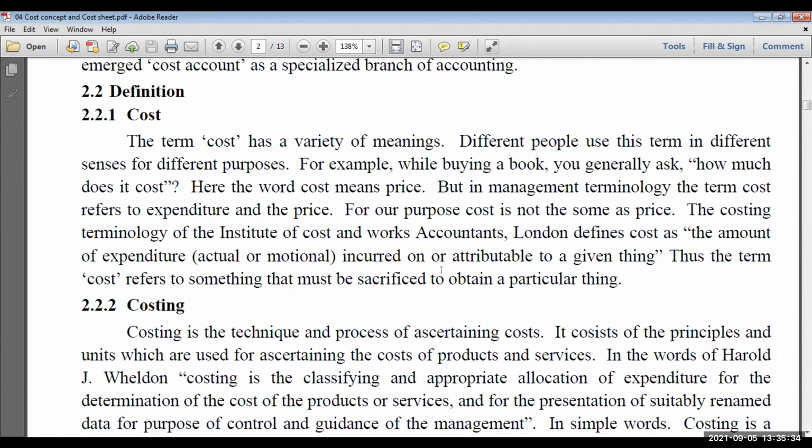So cost is very much important for fixing the price of a product or a service. Without knowing the cost of a product or a service, I can't fix the price. Cost plus profit is equal to price normally. So we have to devise some technique or methodology or some kind of mechanism to arrive at the cost of a product or a service. And also we have to have some kind of strategy, some kind of tools, methods and techniques to have a control over the cost of a product or a service.